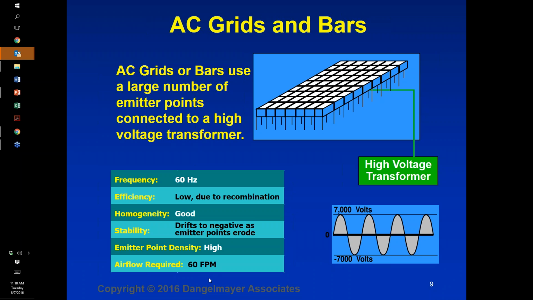However, we do have very homogeneous ion production because we're producing both polarities in the same place. What we find is over time the stability of the system will drift to negative as the emitter points erode, and we basically have a lot of emitter points that we wind up having to maintain over time. Next slide, please.